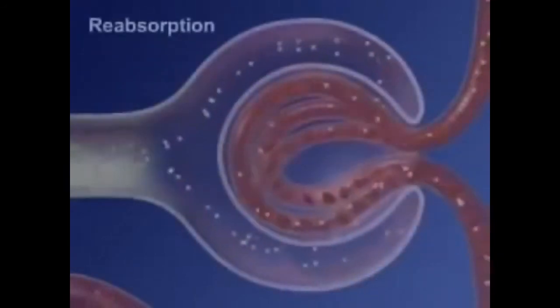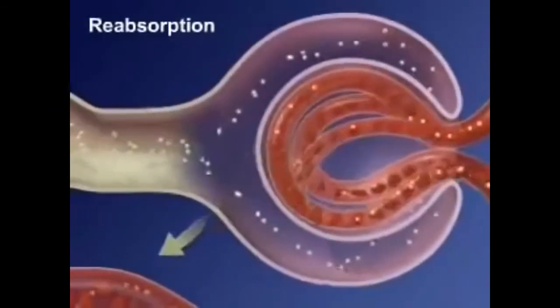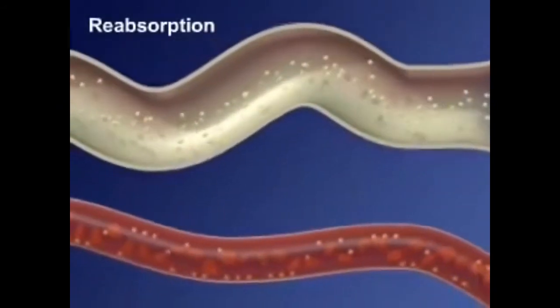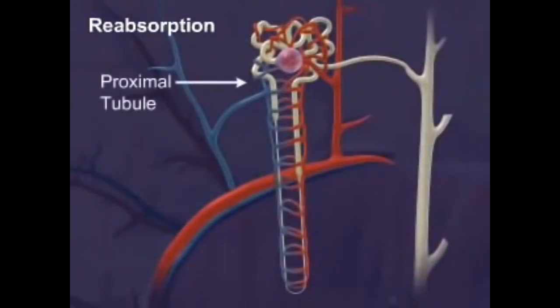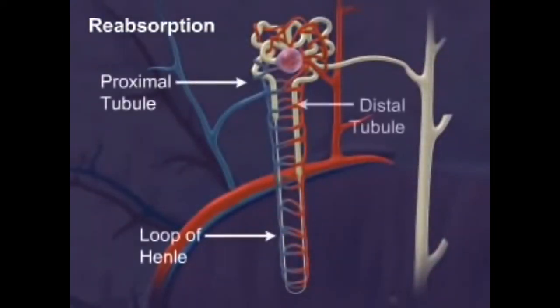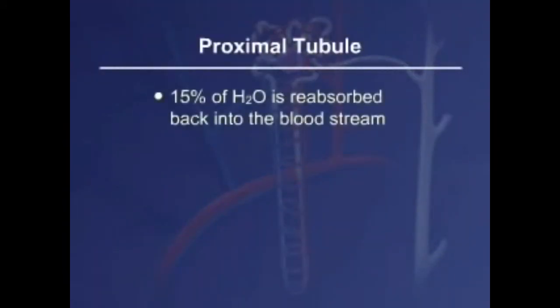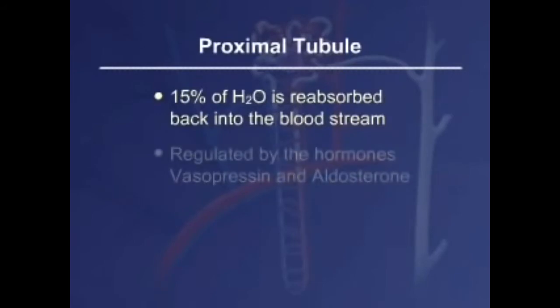In tubular reabsorption, substances are transported out of the tubule and back into the peritubular capillaries. Reabsorption takes place in the proximal tubule, loop of Henle, and distal tubule. The major part of reabsorption is in the proximal tubule, where about 65% of the water is reabsorbed back into the bloodstream.